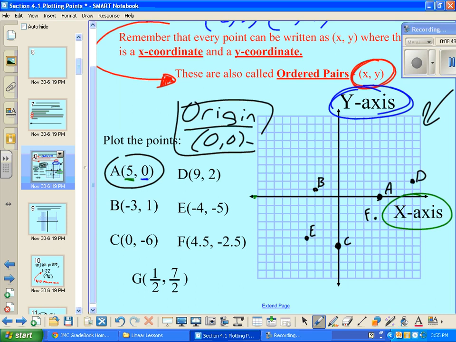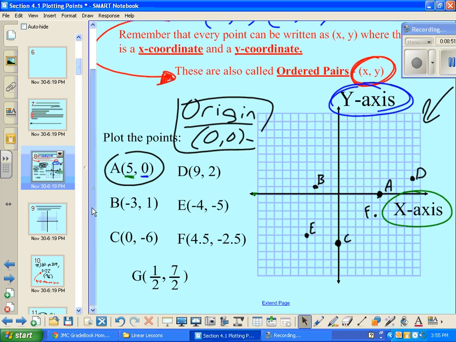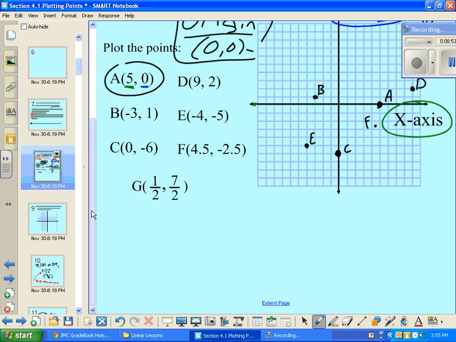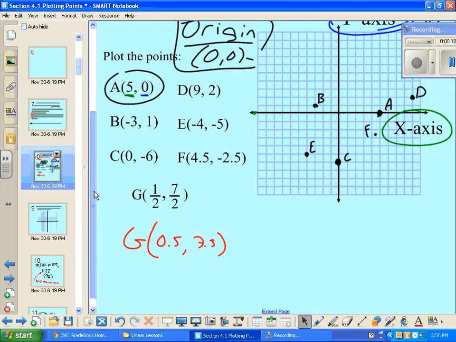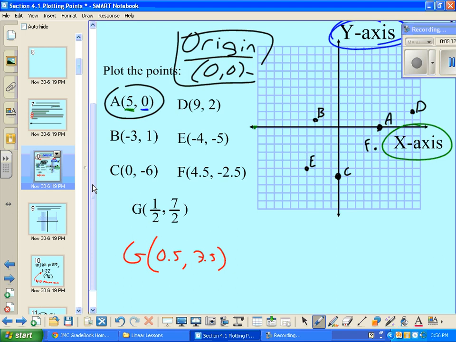That can happen. And then for point G, what I do recommend for students sometimes when they run into fractions is we can just change these to decimals. If they can graph it with a fraction, that's fine. There's nothing wrong with that. But 1/2, I know that's 0.5, and 7 over 2, 7 divided by 2 is 3.5. So if I just change those into decimals, that might be a little easier to interpret when I'm trying to plot these points and see how far to go left or right, or up or down.